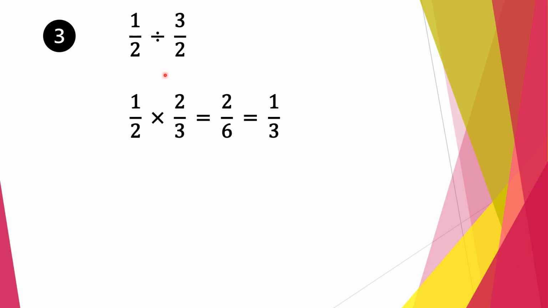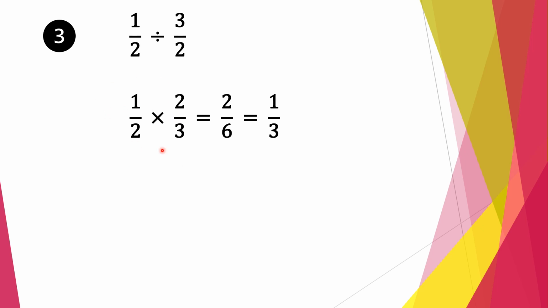Let's move on to question 3. We have a half divided by 3/2. In division, we keep the first fraction as it is. We change the division sign into multiplication. And for the second fraction, we take the reciprocal of it. We take the reciprocal of 3/2, which is 2/3.